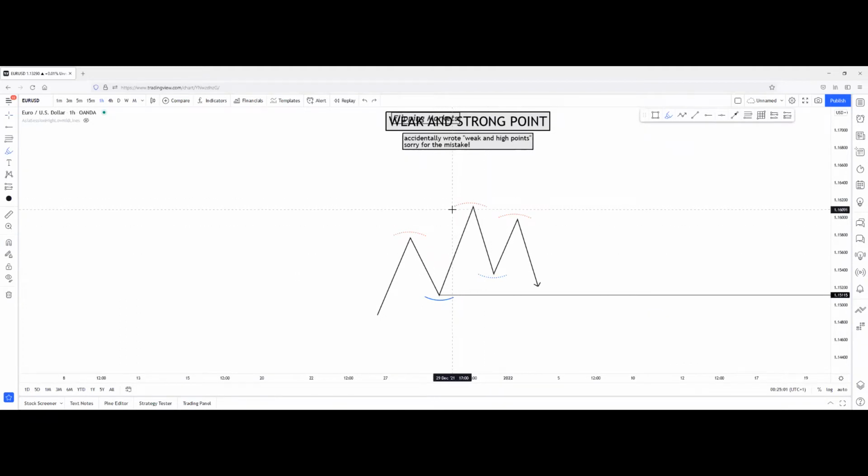Okay. After this, price created this weak high because this pullback movement couldn't break below the last strong low.